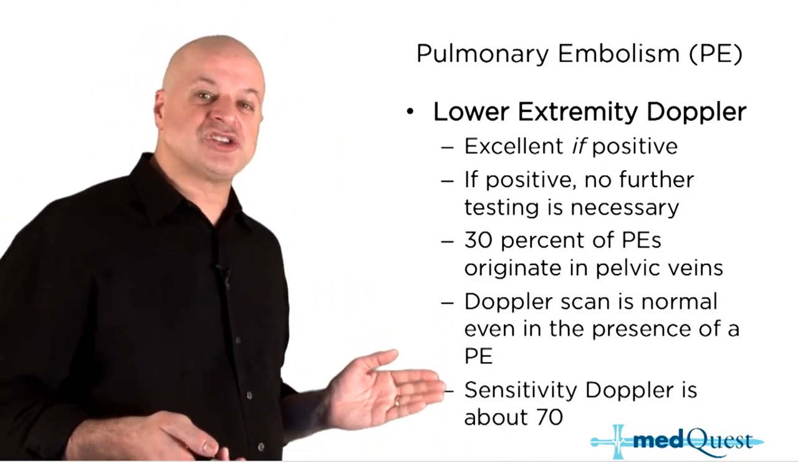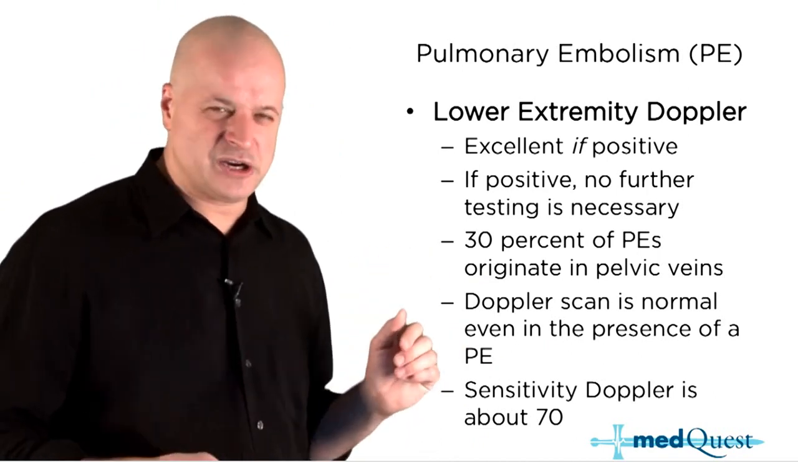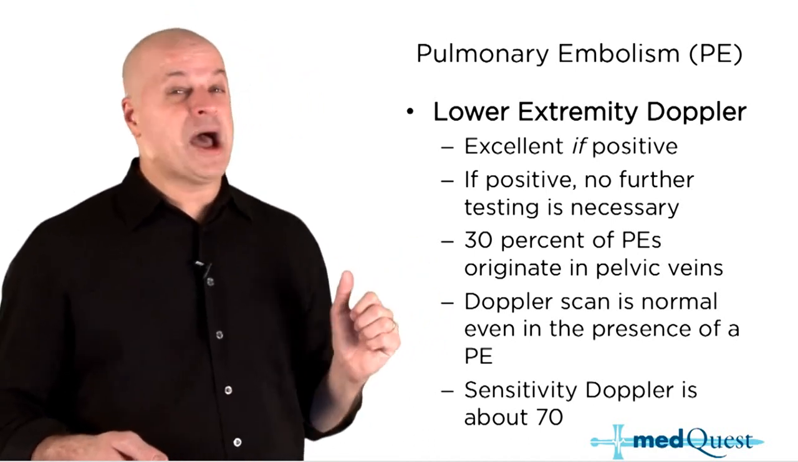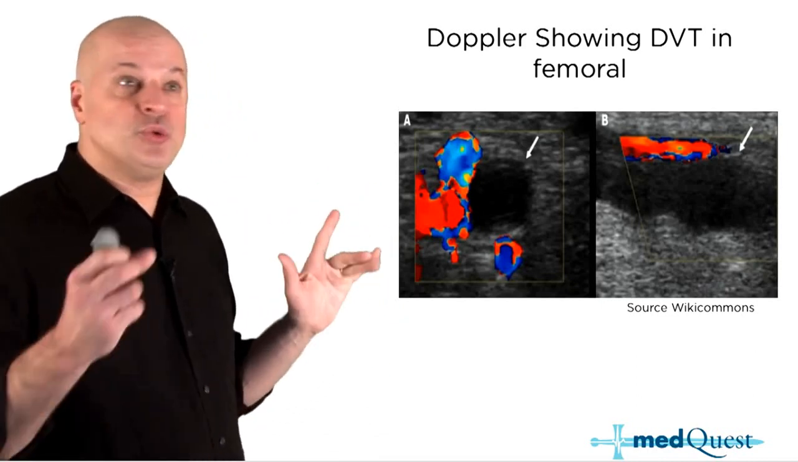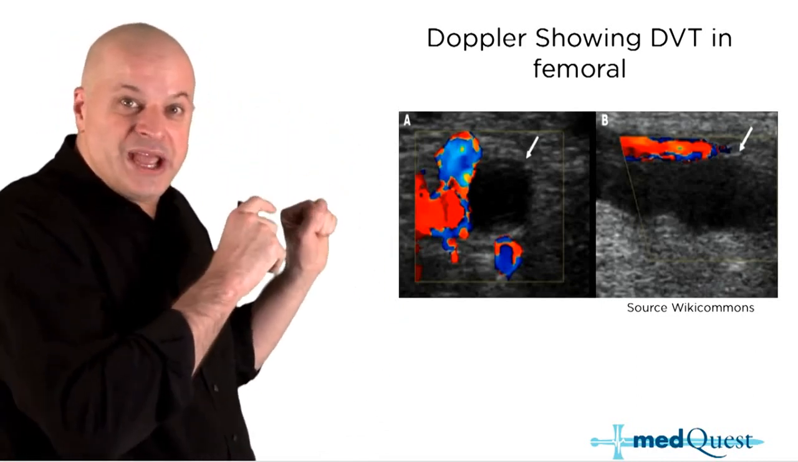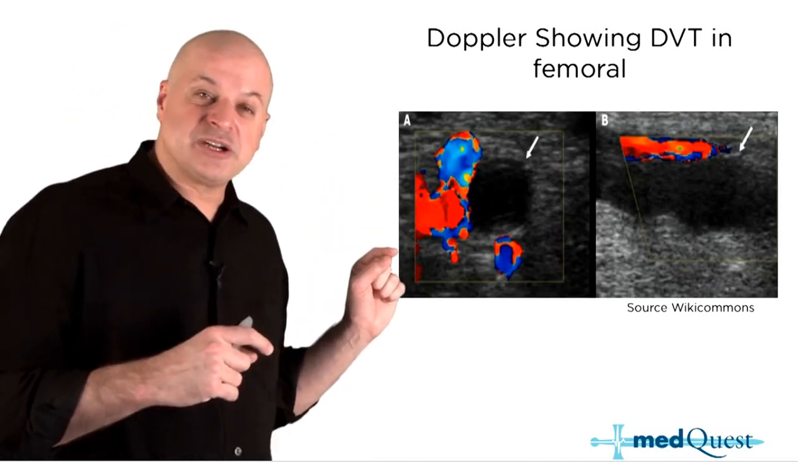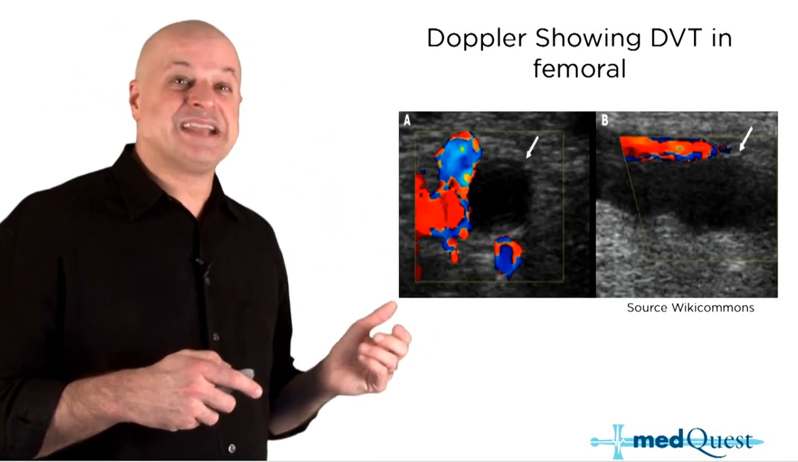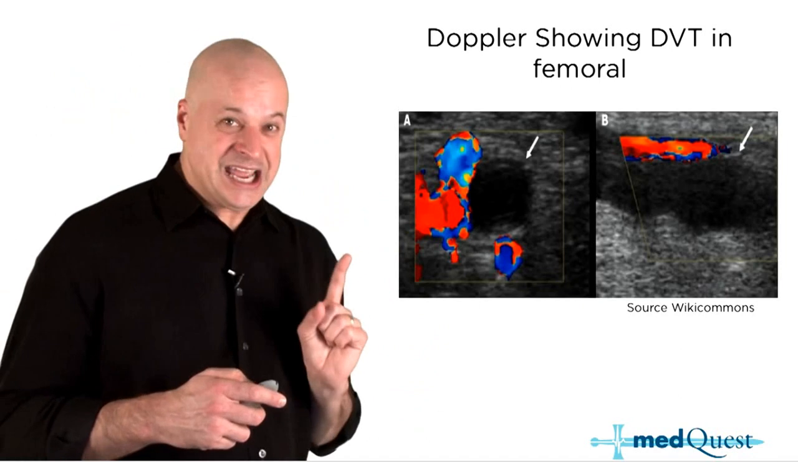The word Doppler and duplex are going to be used interchangeably here. There's about 60 to 70% sensitivity. However, if you find the clot, you don't need to do any other tests. There's a color flow Doppler, and based on whether the blood is flowing towards you or away from you, you get a color, and it's extremely sensitive if the clot's there.